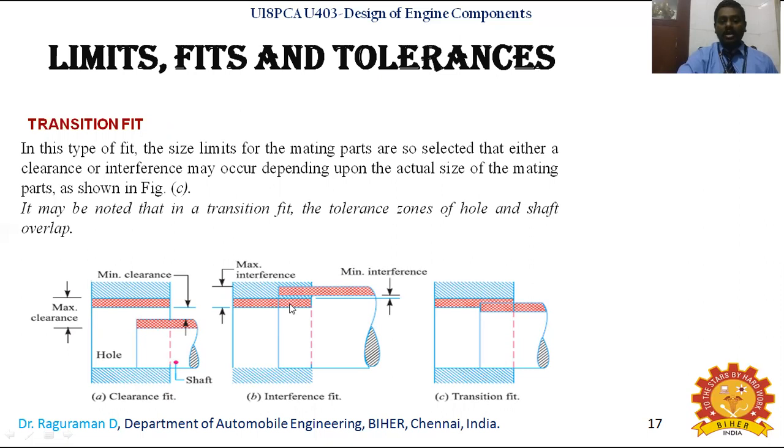Now, if the zones do not have a difference, there is an overlapping. So the tolerance zone of a hole and the tolerance zone of a shaft are going to overlap. That is the case of a transition fit. So the transition fit may be a force fit or a tight fit and a push fit.